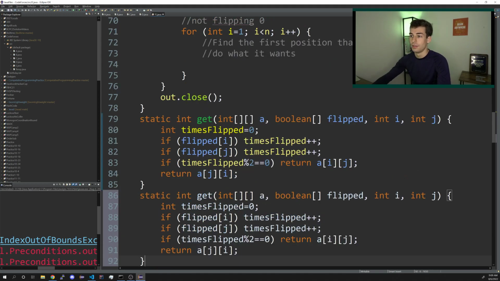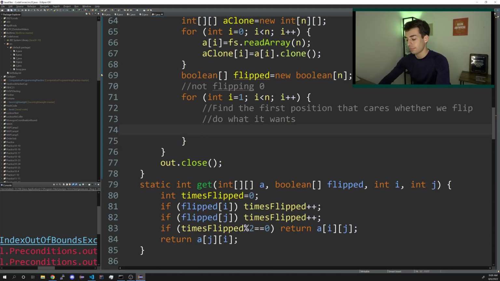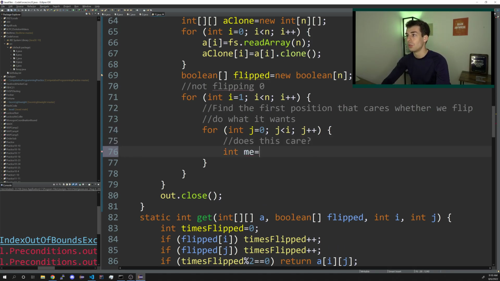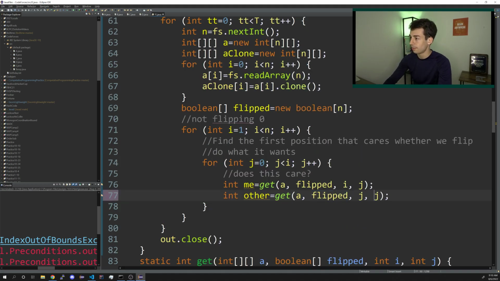And then static int, well, yeah, let me just do this. Okay, and for int j equals 0, j is less than i, j plus plus. So we'll go down the column. We want to see, does this care? So int me will be get a flipped ij. And the int other will be get a flipped ji.